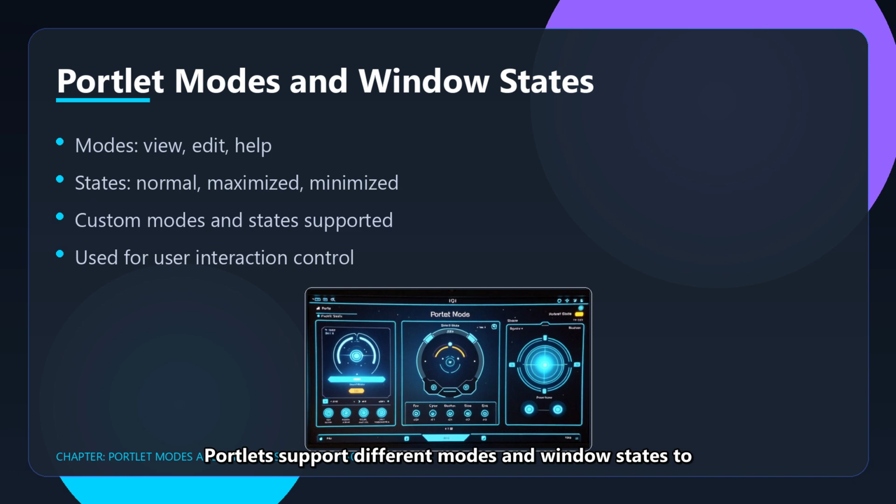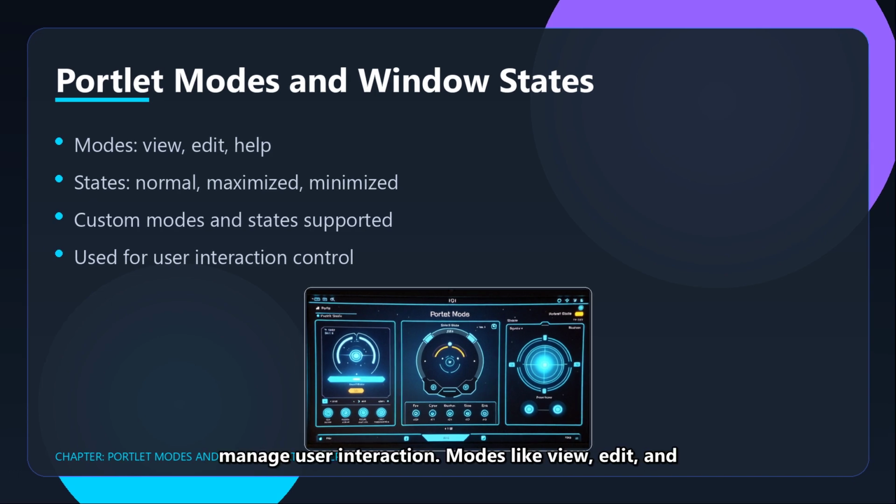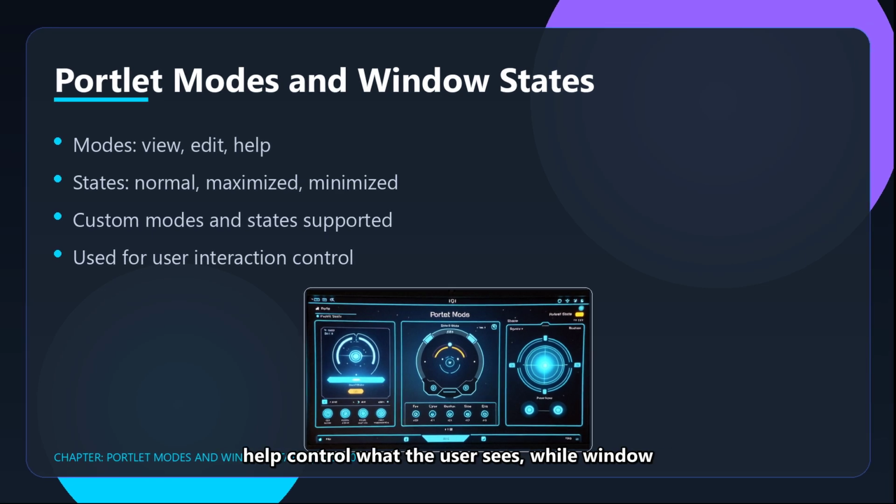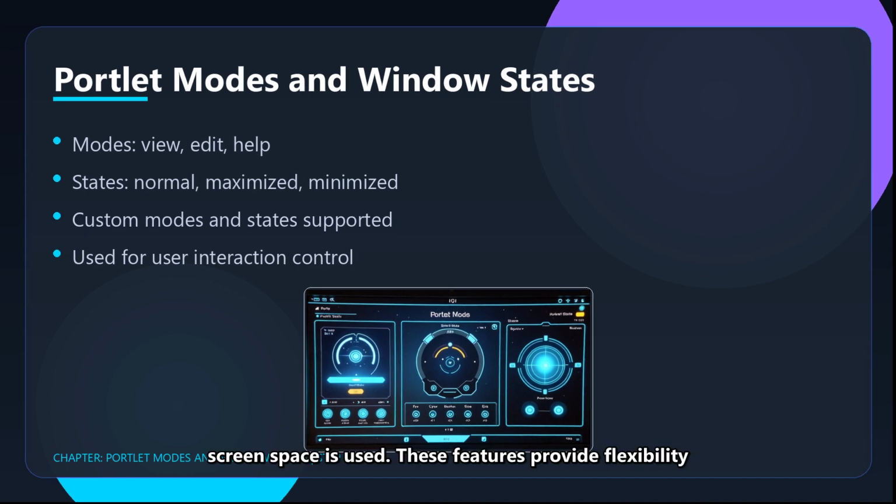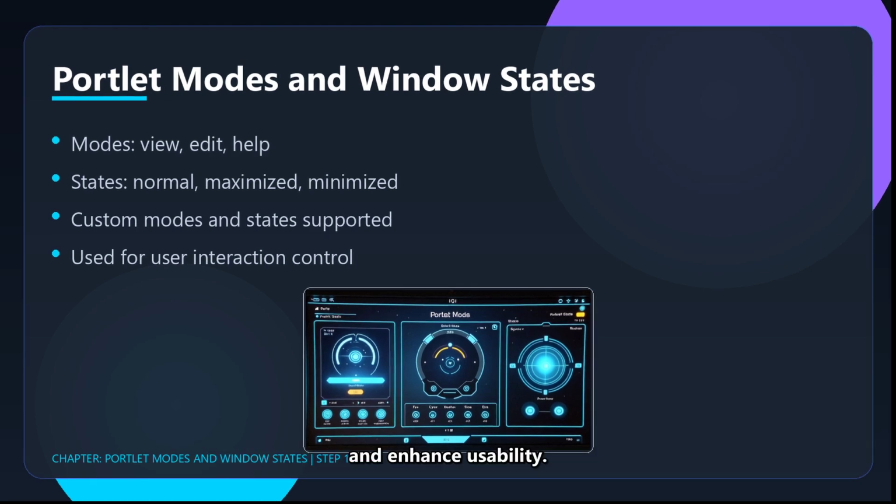Portlets support different modes and window states to manage user interaction. Modes like view, edit, and help control what the user sees, while window states like maximized or minimized control how much screen space is used. These features provide flexibility and enhance usability.